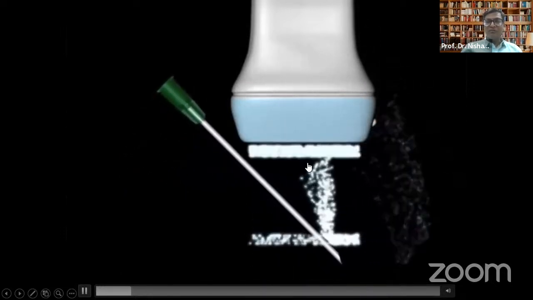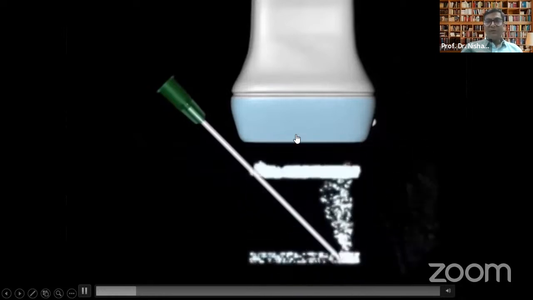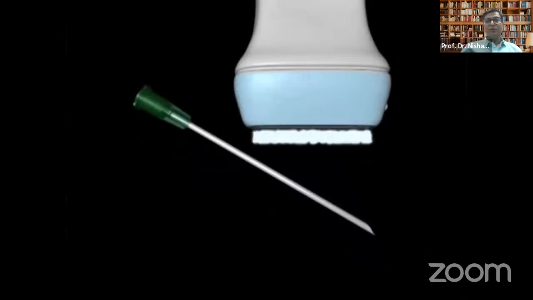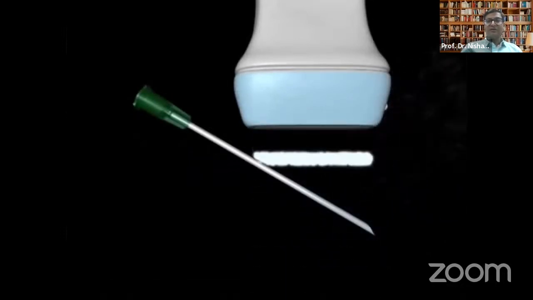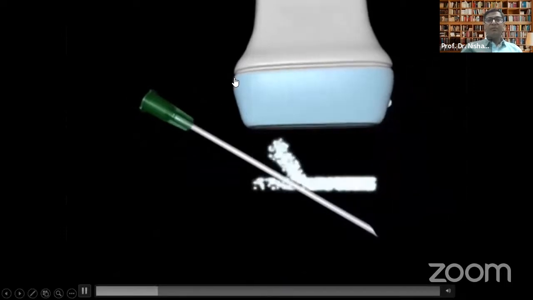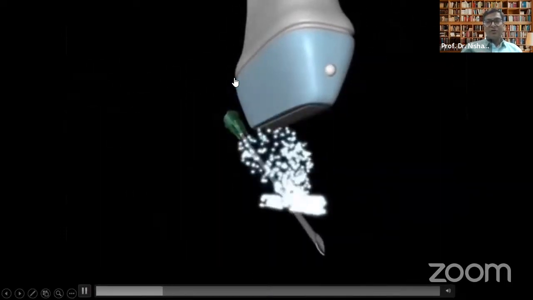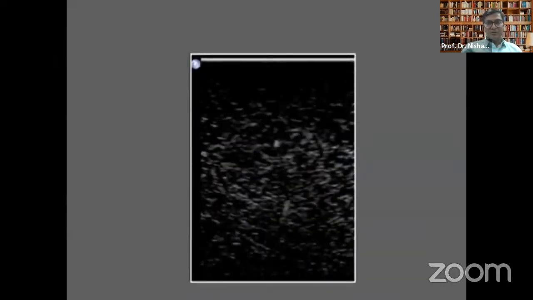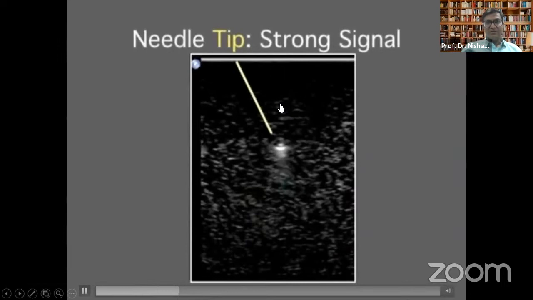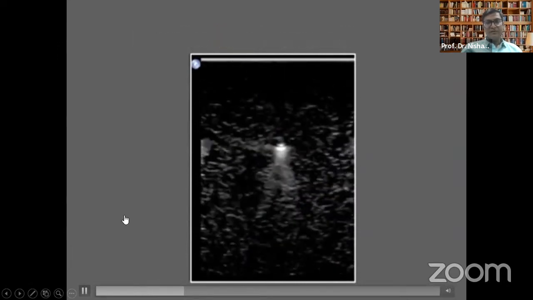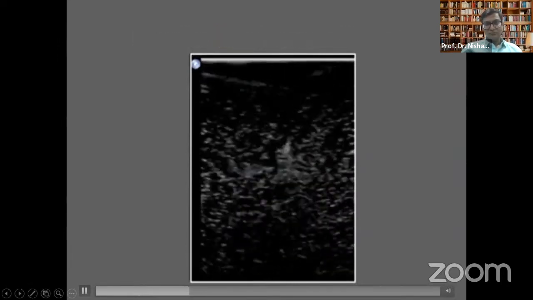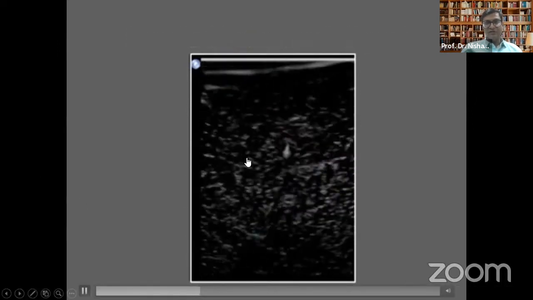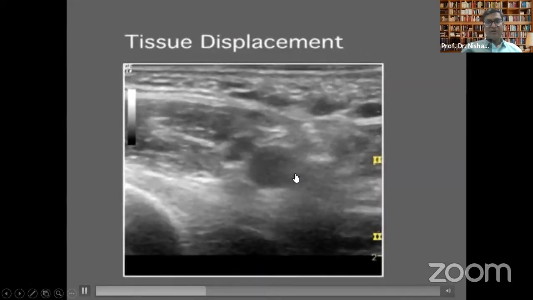Now, when you're doing it in plane, if you see here, as the needle angle increases, the amount of waves which are being reflected back to the probe are decreasing, right? So it is always better not to have too much of an obtuse angle. Now, if you see here again, this is strong signal out of plane. Here is the needle shaft. Can you see this? This is the needle shaft, but it's a weak signal.